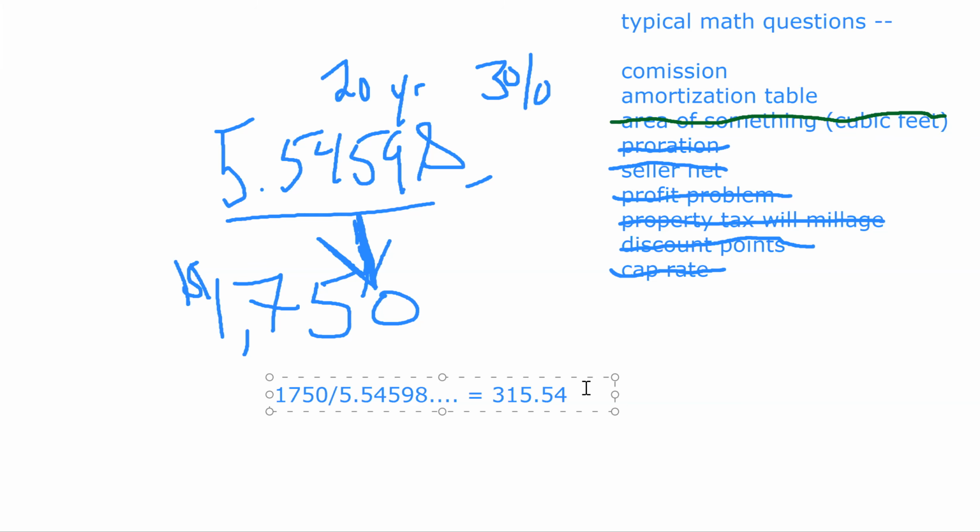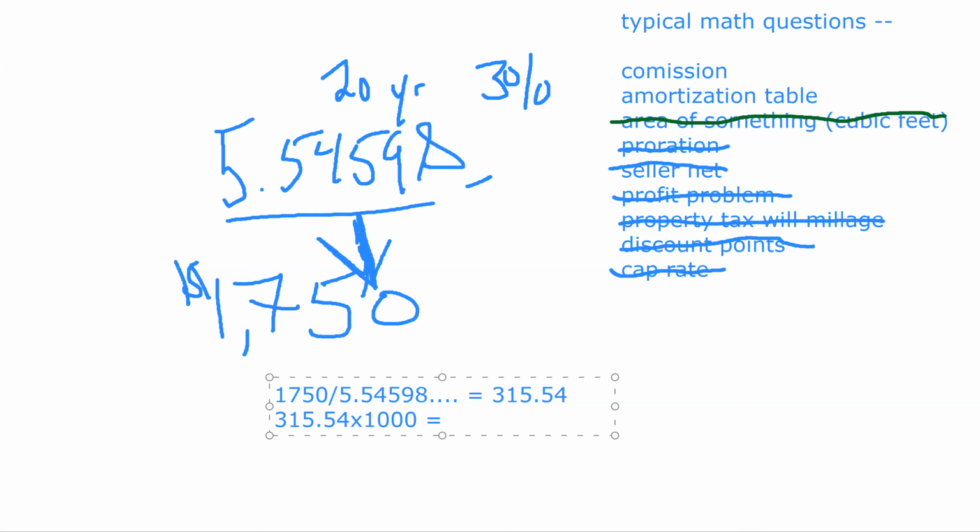And then what's the next step that we're going to do? What do you think is the last step? Because we're at the last step. Multiply it by what? Not by 20 years, because we're already working with a monthly amount. We're not going to multiply it by 12. We're going to multiply the 315.54 by 1,000, because we're already dealing with the monthly payments per $1,000 of a mortgage.